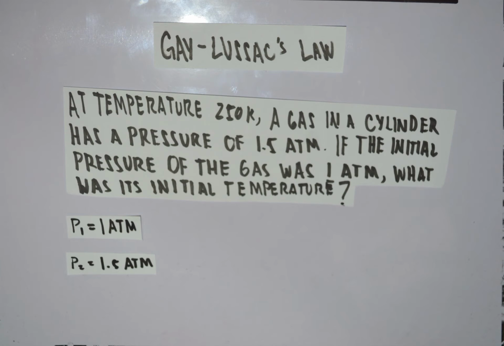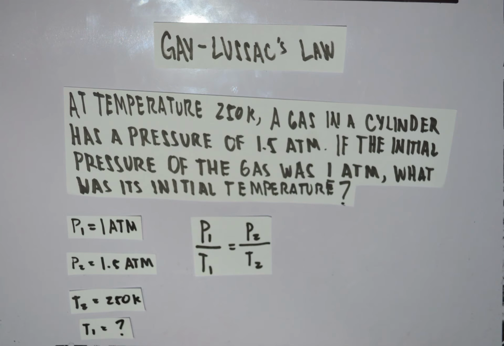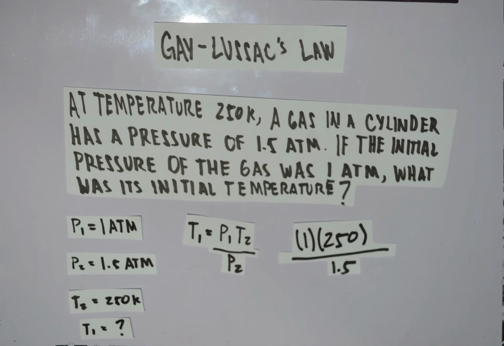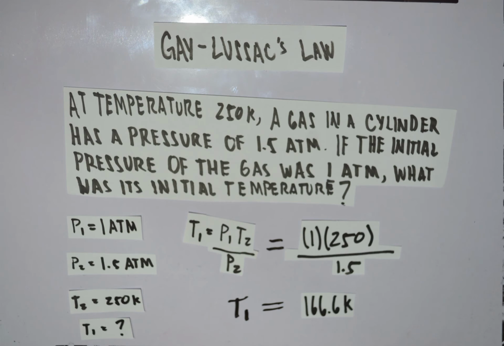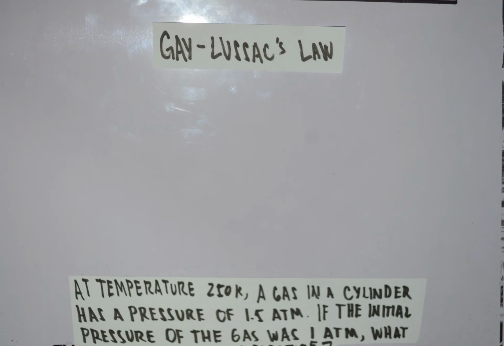For example, at a temperature of 250 Kelvin, a gas in a cylinder has a pressure of 1.5 atmospheres. If the initial pressure of the gas was 1 atmosphere, what was its initial temperature? Now, we have the variables: initial pressure equal to 1 atmosphere, final pressure equal to 1.5 atmospheres, and a final temperature of 250 Kelvin.